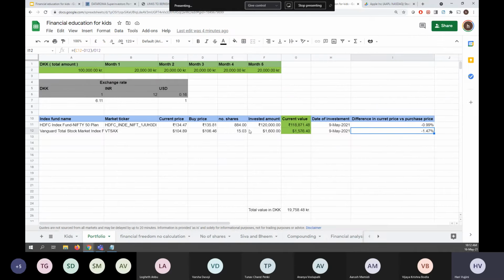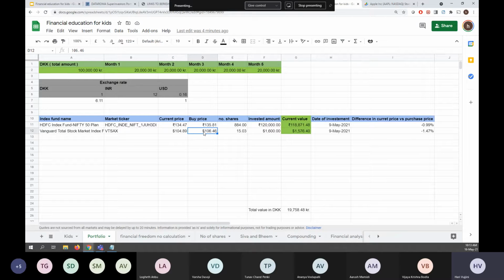So if you see here, our buy price was 135 rupees 85 paisa, and the current price is 134. So the difference between what we paid and what it is selling for today is negative 0.99%.